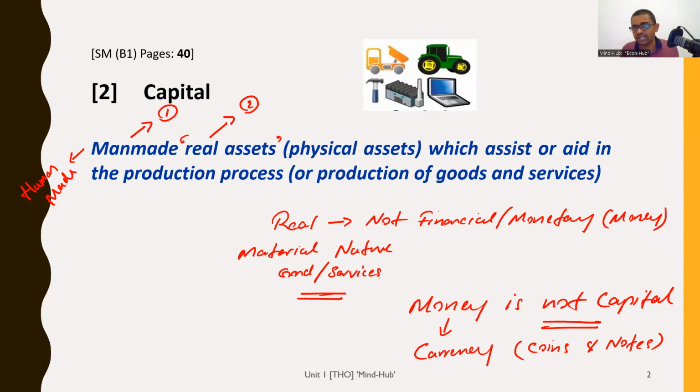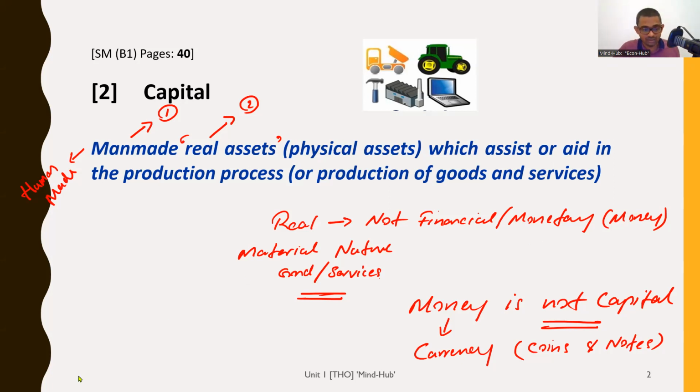Now, with everything that I said up to now, am I saying we don't need money for production? Is that what I am saying? No, that is not what I am saying. I am saying money is not capital. Money is not a factor of production. Money is not a real asset, but money is essential for production, right?